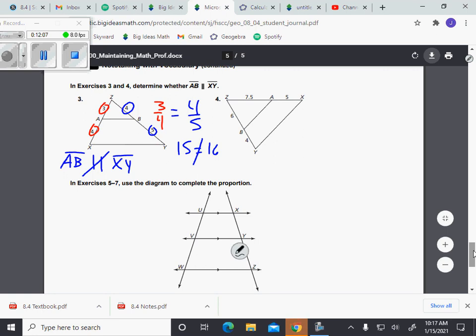This next one, again, just find the ratios. 6 over 4 is equal to 7.5 over 5. Cross multiply, we get 30 is equal to 4 times... 30. So here, yes, AB is parallel to XY.